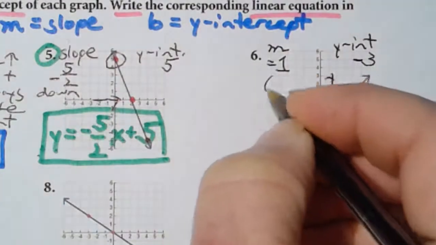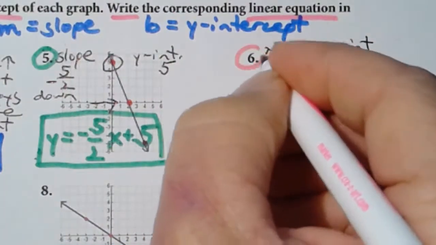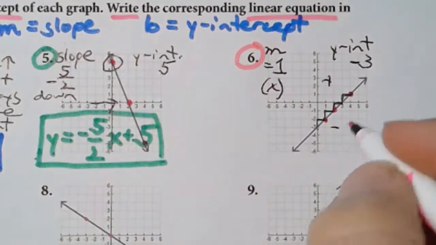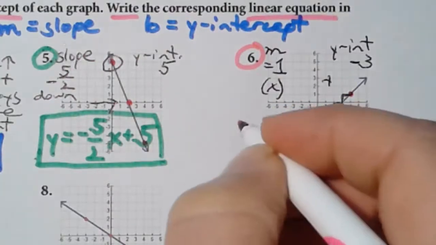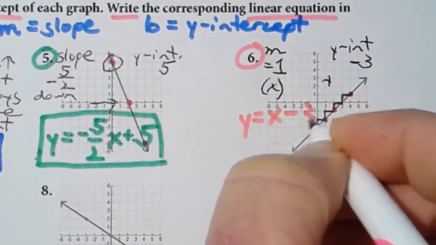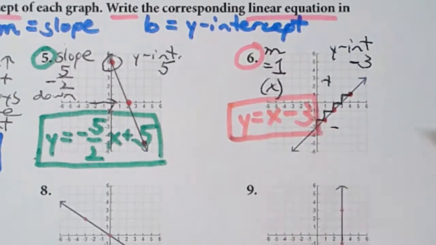Which means it's just x. So our equation in pink for number 6, speaking of 6, I'm down to 6% now. Y equals x minus 3. Did you get that, Mia? I knew you could do it.